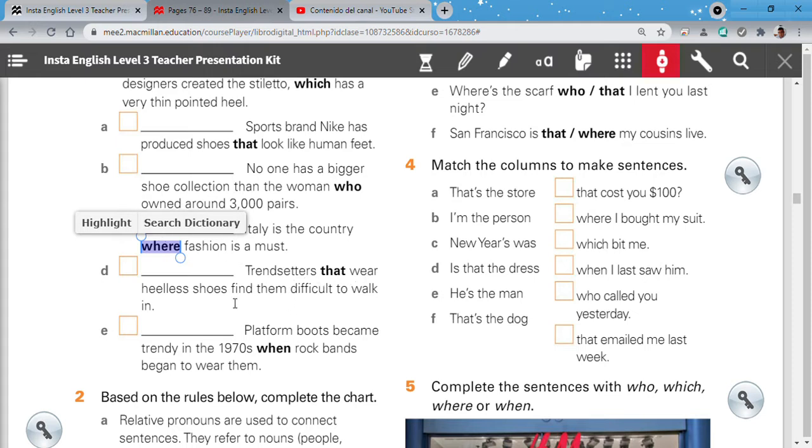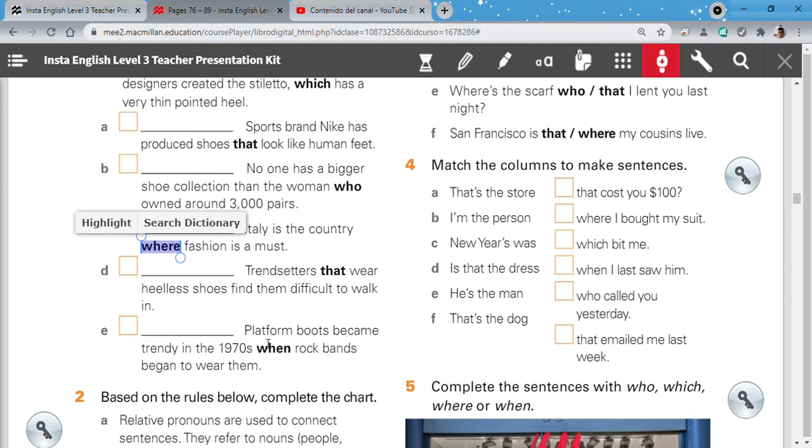Letter D. Translators that were. Look, that were. Teacher, repeat. Okay, let's see. High heels shoes find them difficult to walk in. Who are the trendsetters? The girls. So the girls. So I told you here, no? In this case, that is for things, and also that could be for people, for person or people. So letter P is here. Hey, mister, we can use both? Of course, for things or people.